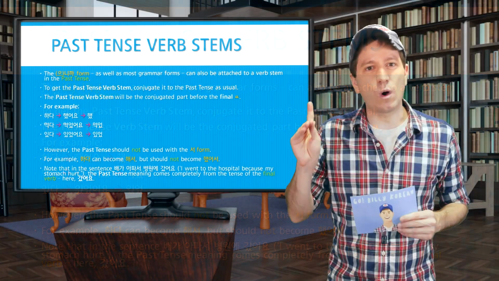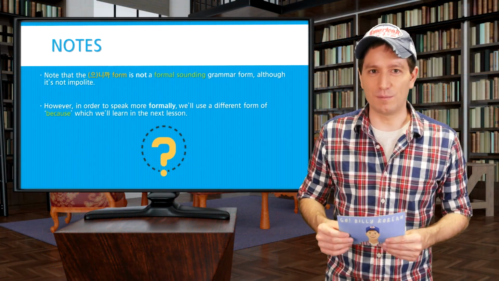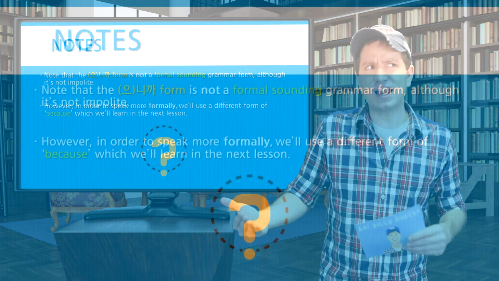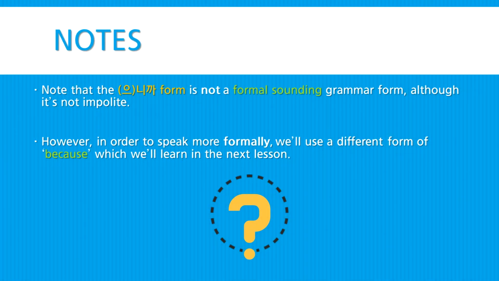However, before we go, one quick note about the 으니까 form. This form is not a formal sounding form, but it's not impolite. However, in order to speak more formally, we'll use a different form of because, which we'll learn about in the next lesson.